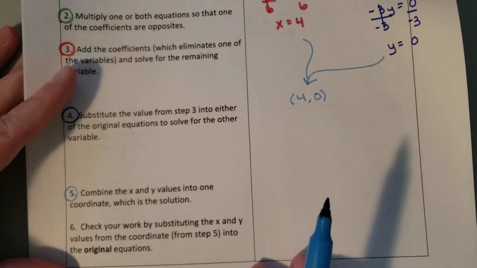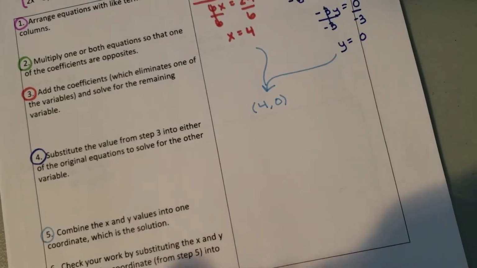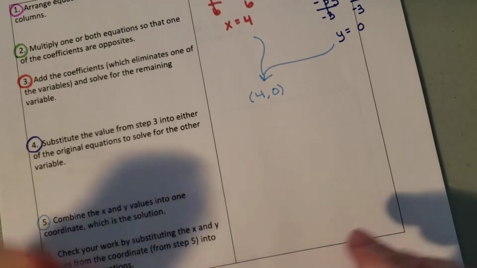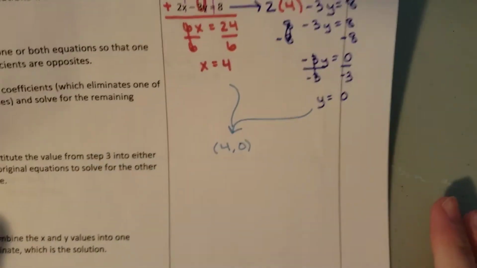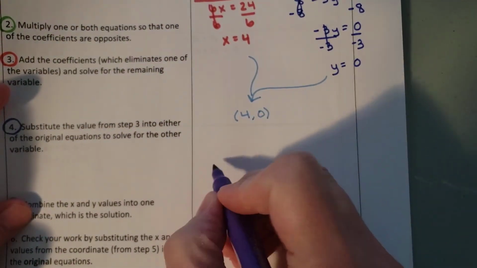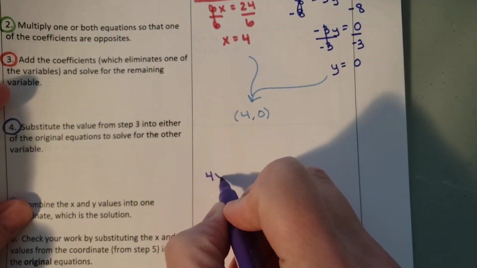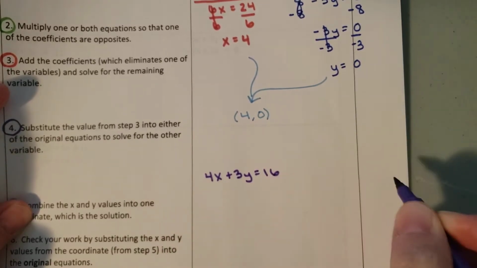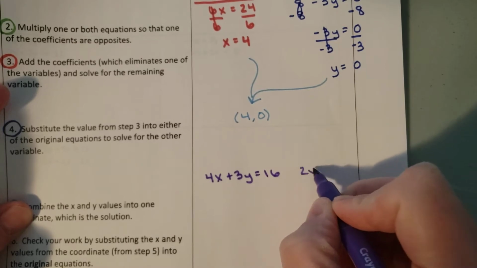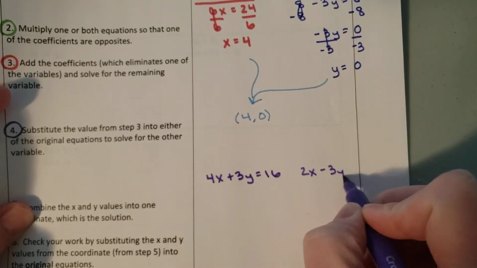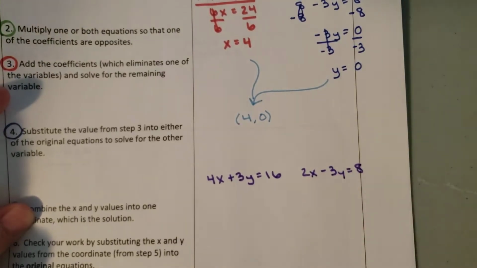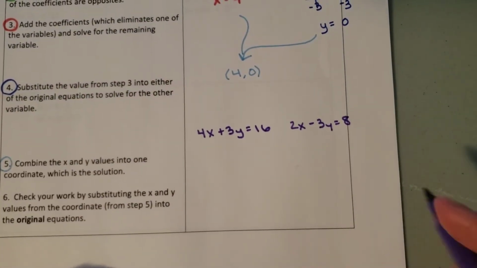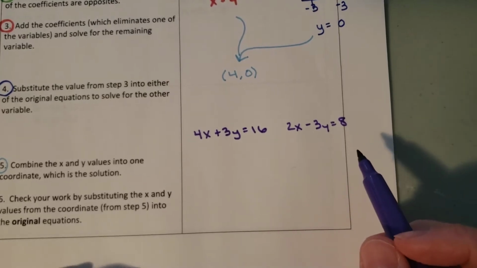And then the last step is to check our work by substituting those values in to make sure that they actually balance out. So I'm going to rewrite those equations here. So 4x plus 3y equals 16, and the other one was 2x minus 3y equals 8. Now if you can do this in your head, that's great. You don't have to write it all out, but for the sake of a demonstration, I will show you this.